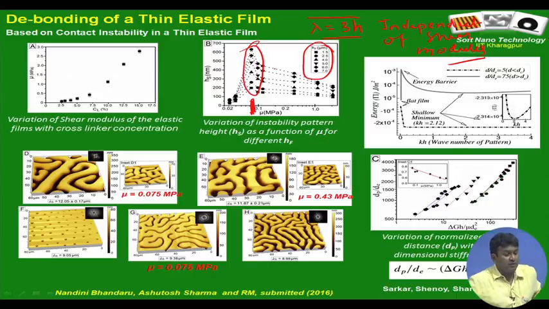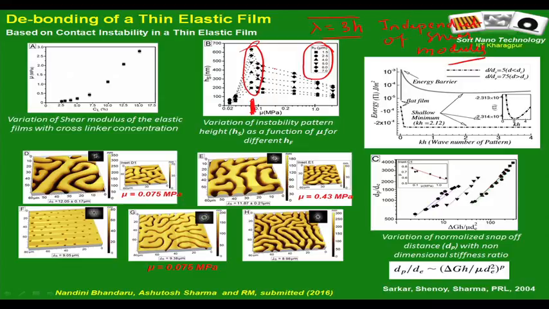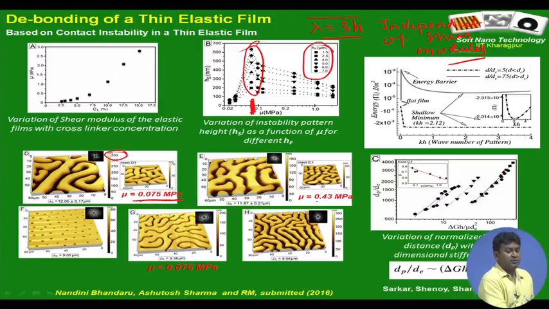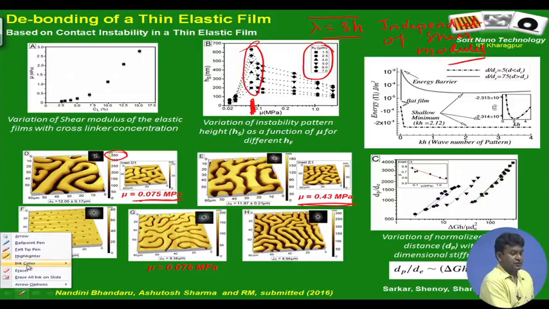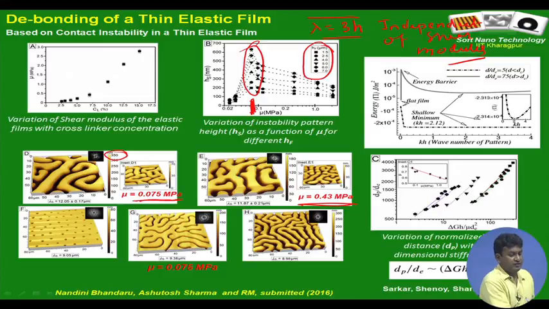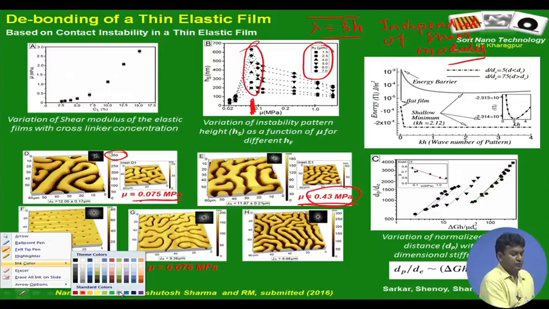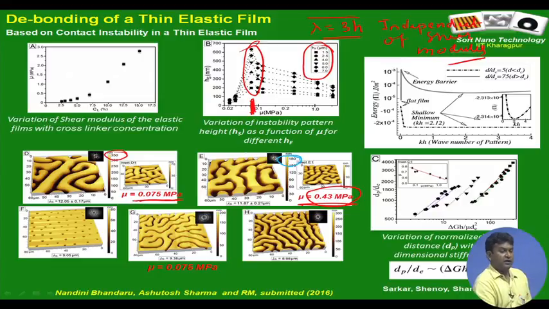Of course, these experiments are performed with a flat stamp, therefore, there is no ordering, but you can see from these images, for example, that for a film with this particular shear modulus, 0.075 megapascal, the debonding height of the patterns is 350 nanometer. In contrast, if the shear modulus is 0.43 megapascal, then the height is only about 180 nanometer.